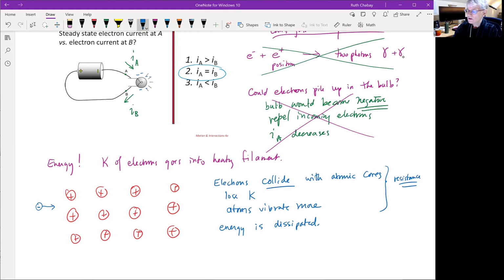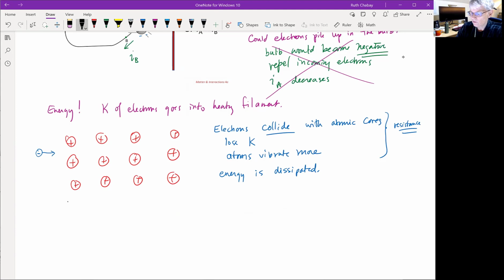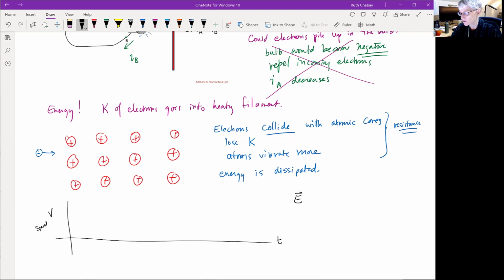So a profile of an electron moving through a wire might look something like this. So this is the speed, and this is time. And suppose there's an electric field here, a constant electric field in this metal. So what happens to the electron? Well, it's subject to an electric field, so it speeds up and speeds up and speeds up, and then it collides with one of these atomic cores, and it loses its kinetic energy, but that electric field is still there. So it starts to move again, and it speeds up and speeds up, and then it collides with a core. And so there's this accelerate and stop motion as a function of time.